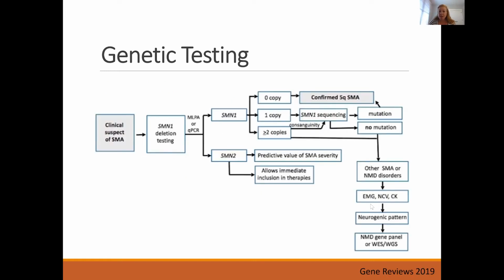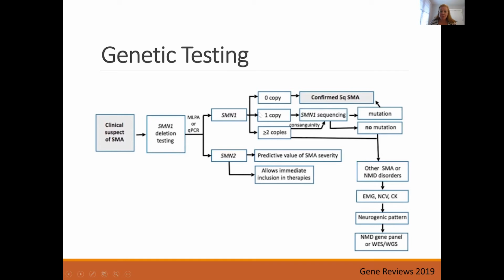This next slide again kind of just depicts what I just went over, but I thought it might be helpful to see it in this sort of format. So again, either we have a clinical suspicion of SMA, or a child's picked up on newborn screening when there wasn't necessarily a suspicion, but the diagnosis was made that way. So we proceed with SMN1 deletion testing.